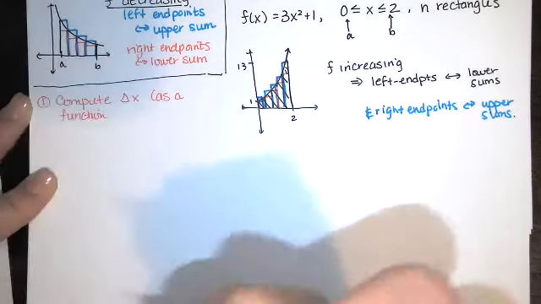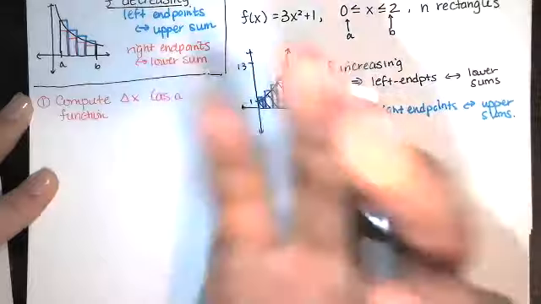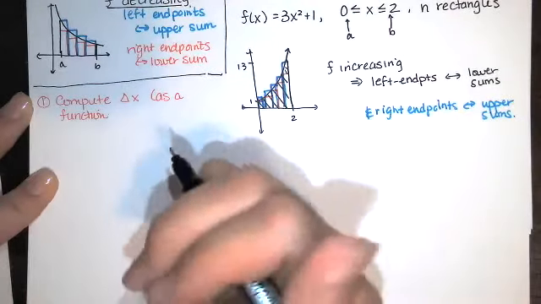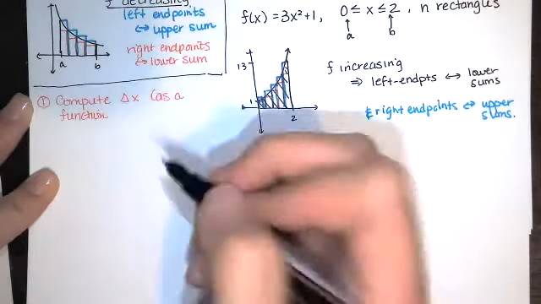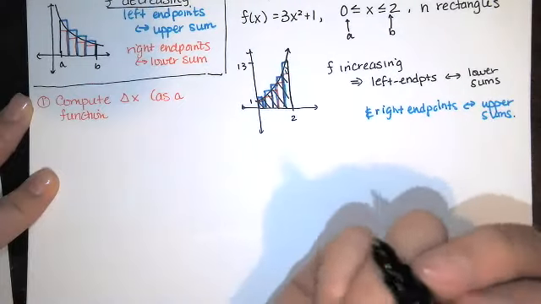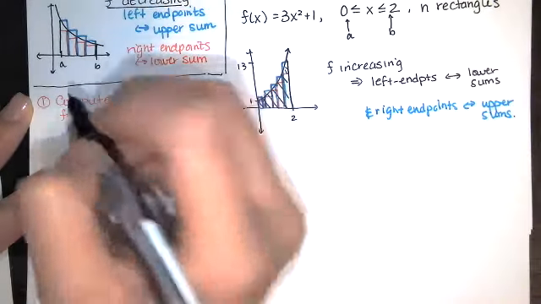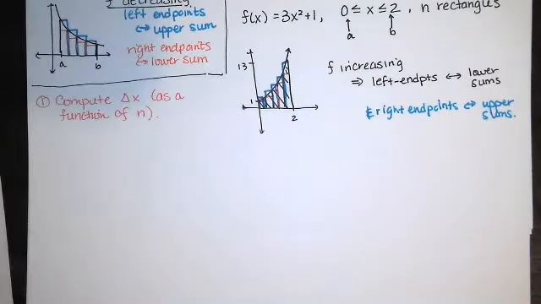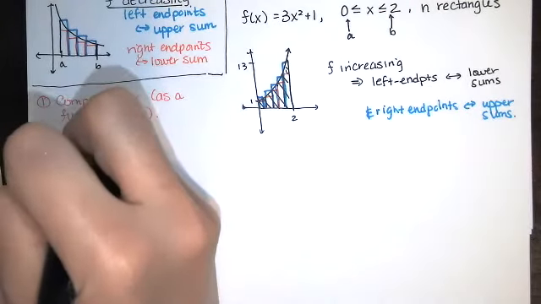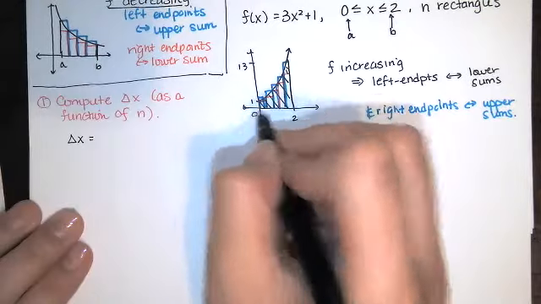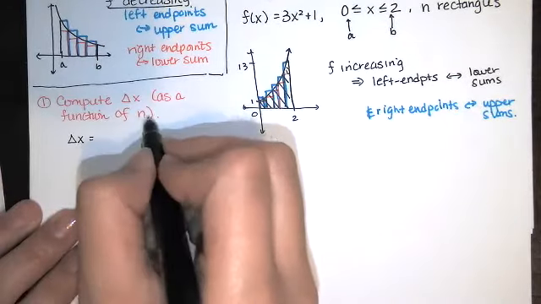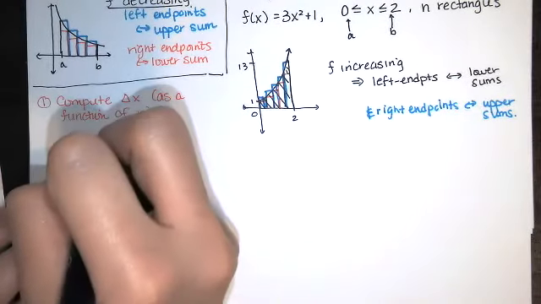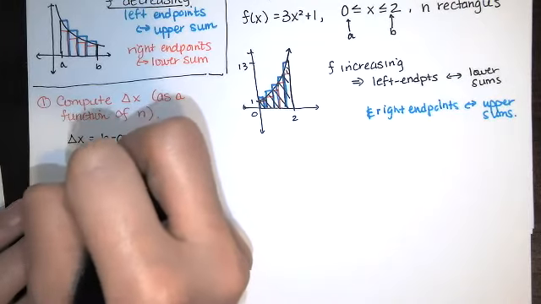Basically, we're coming up with delta x as a formula in terms of the number of rectangles that we want to use. That way we can substitute in a number of rectangles later when we're done with all this. So we're leaving this in terms of the number of rectangles n. Delta x is still the length of that interval divided by n. So we take b minus a and divide by n.